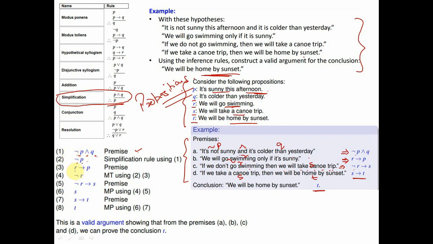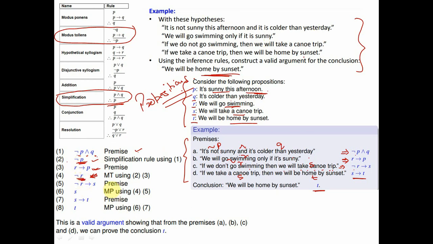Now the second premise says R implies P and I have negation of P over here, which I have already derived. So by using modus tollens over these two, I can come at negation of R. So we do not go swimming. From it is not sunny, and we say we will go swimming only if it is sunny, so if it is not sunny, we are not going swimming, right?